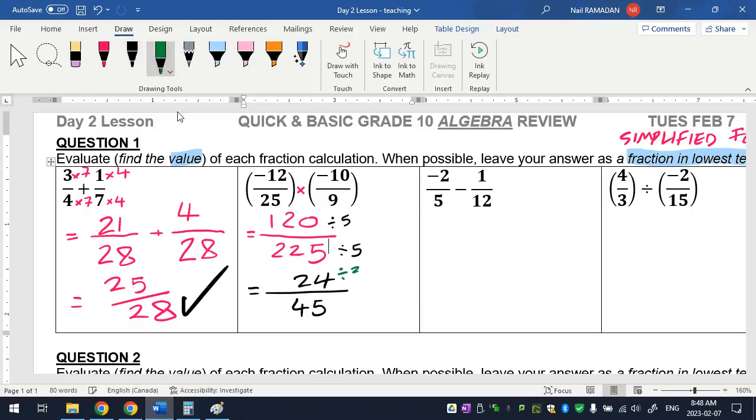What's 24 divided by 3? 8. What's 45 divided by 3? Do you think you can go lower? Come on, what divides 8? It's only a short list of numbers.